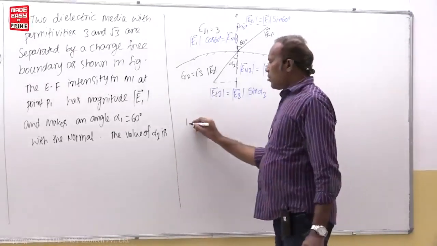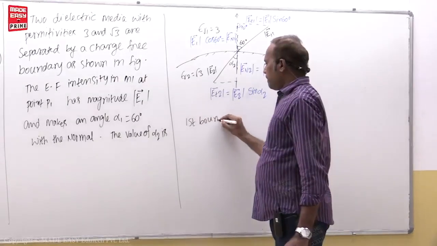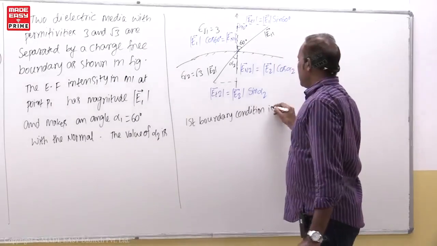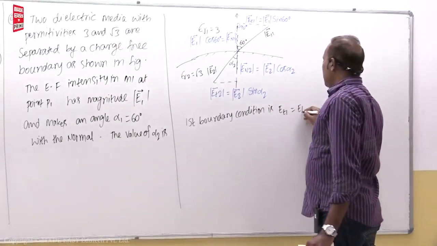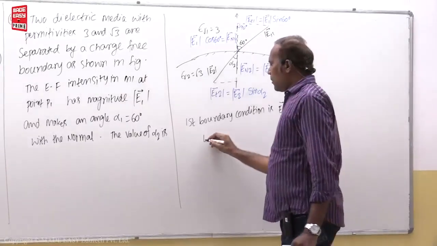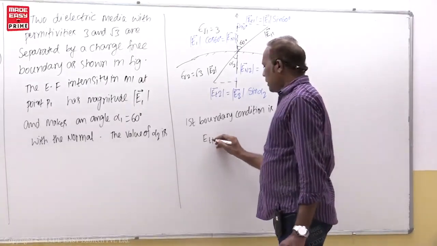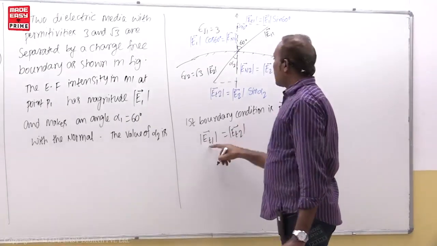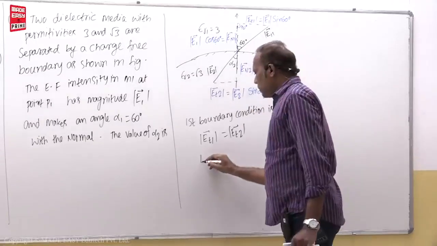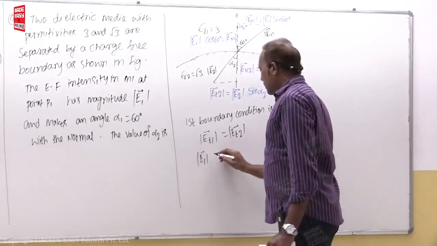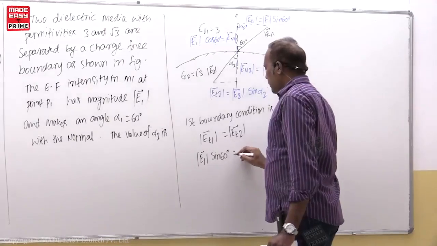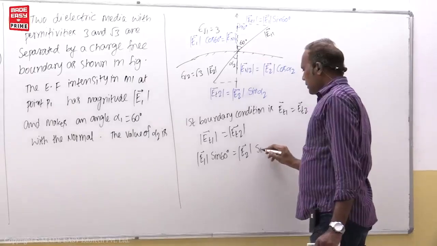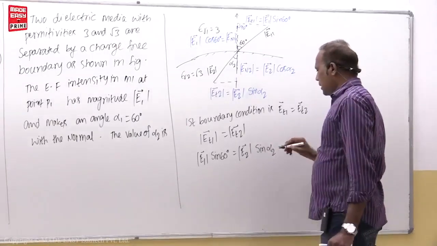Now, first boundary condition is Et1 is equal to Et2, and in mod form also they are equal. Modulus of Et1 is equal to modulus of Et2. So modulus of E1 sin 60 is equal to modulus of E2 sin alpha 2. This is equation number 1.